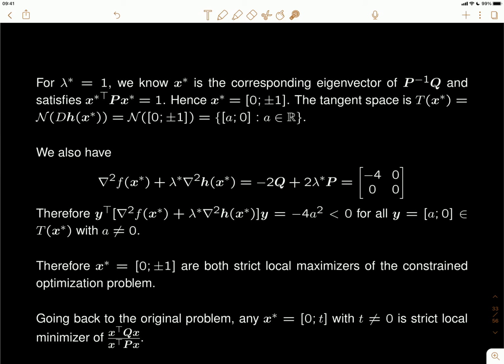And the tangent space at x star will be the null space of this, which means all the vectors of this form, where the first component is an arbitrary scalar, and the second component must be 0. Then we also can check this. This is again the Hessian of L with respect to x. And then we get this matrix. Q and P are the same as before, just lambda star right now equals 1. We'll get this. And then we check.